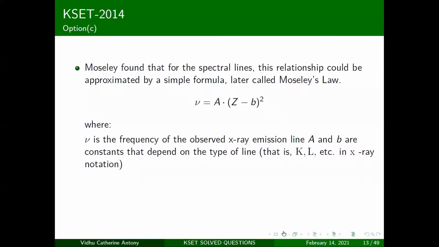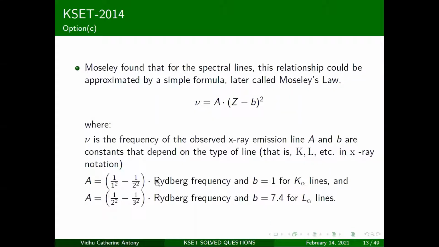So what do you have here? So how do you calculate this? Basically the value of these constants. If you want to calculate it for the K alpha line, this is basically 1 divided by Ni minus Nf. So this 1 squared and 2 squared is basically the initial and the final orbital number. And then you have B is equal to 1 for K alpha lines.